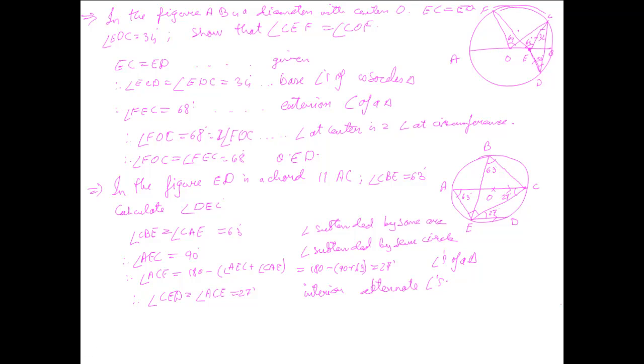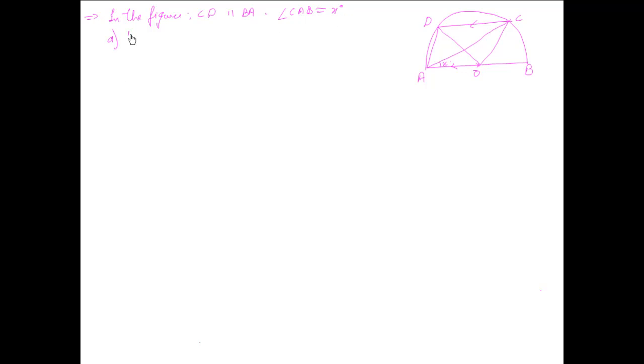Actually, a few more sums, children. In the figure, find the value of x. Question says, children, next one. In the figure, CD is parallel to diameter AB. Angle CAB equals x degrees. Find angle COB, angle DOC, angle DAC, angle ADC.